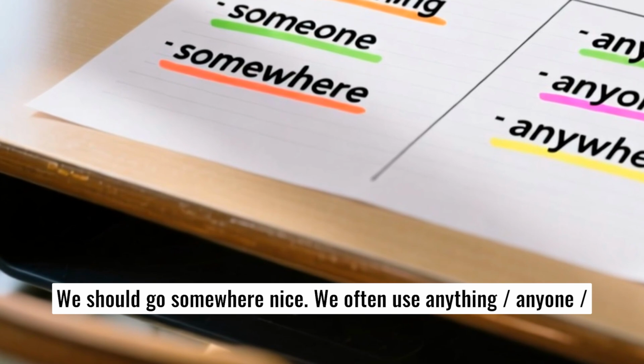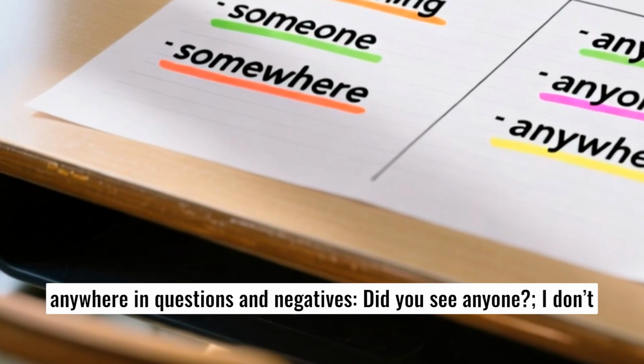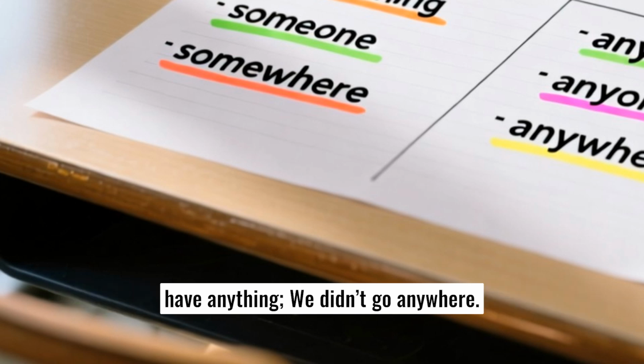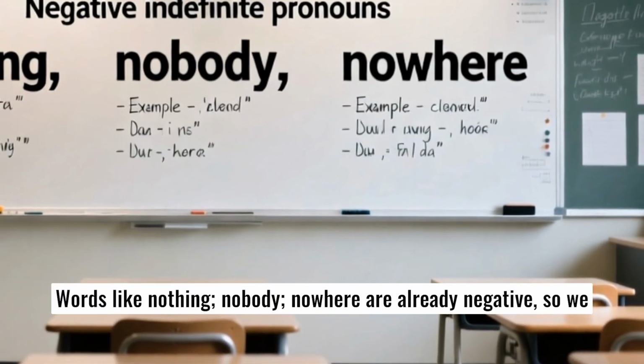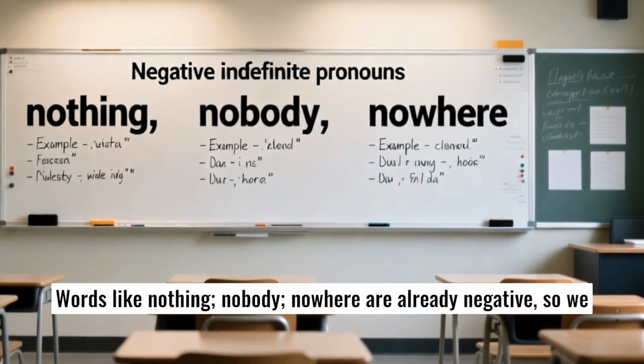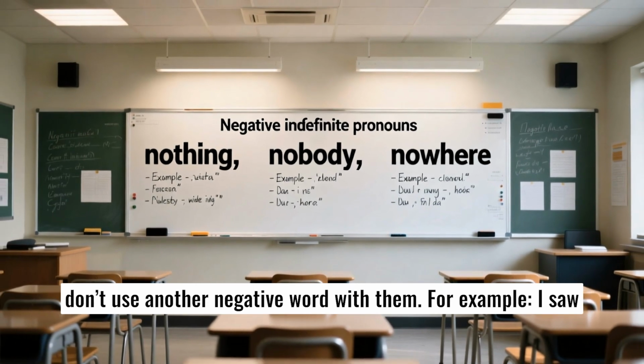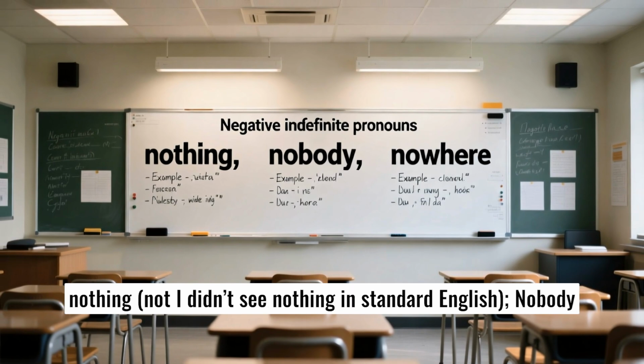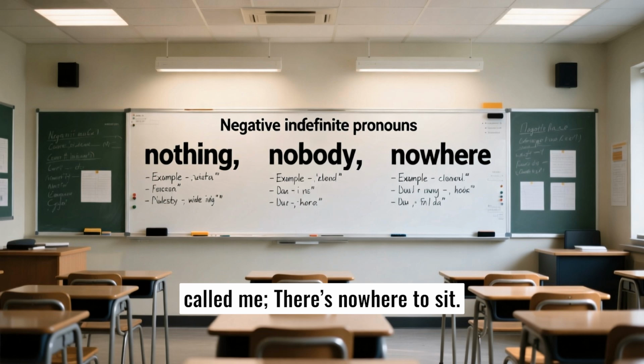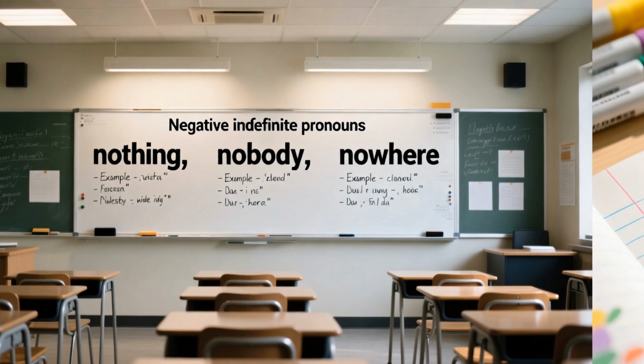We often use anything, anyone, anywhere in questions and negatives. Did you see anyone? I don't have anything. We didn't go anywhere. Words like nothing, nobody, nowhere are already negative, so we don't use another negative word with them. For example, I saw nothing, not I didn't see nothing in standard English. Nobody called me. There's nowhere to sit.